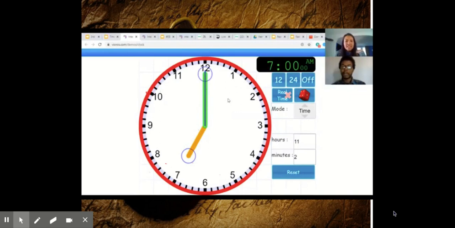7 o'clock. 七点. 8 o'clock. 八点. 9 o'clock. 九点. 10 o'clock. 十点. 11 o'clock. 十一点. 和最后一个, going back all the way around. All the way around, friends. Great job. Excellent. Remember, when you're looking at the clock, even if you're telling time in English or Chinese, the little hand tells you the hour and the big hand tells you the minute.